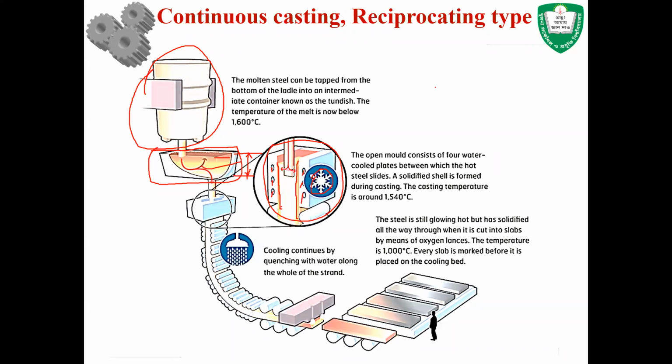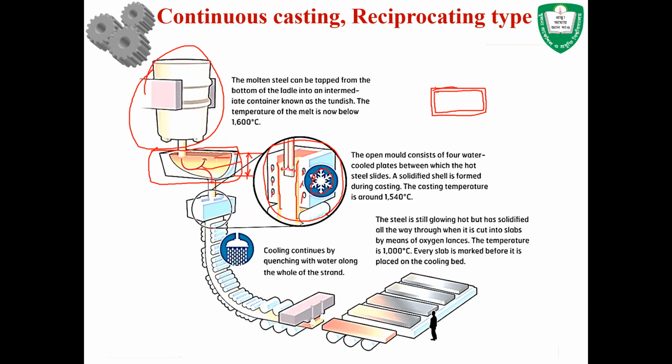That actually creates a shell. Since it is a rectangular shape, the outer surface will be solidified very quickly because of the cooling mechanism provided. When the outer shell is solidified, the inner material does not need to be solidified to get out of the die. The material gets out of the die in this way: it has an outer solid shell, and inside there is still liquid present.